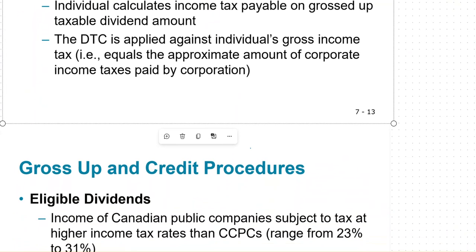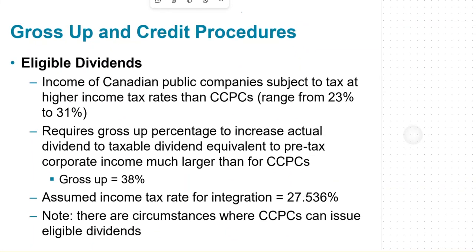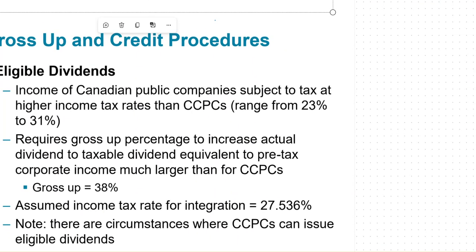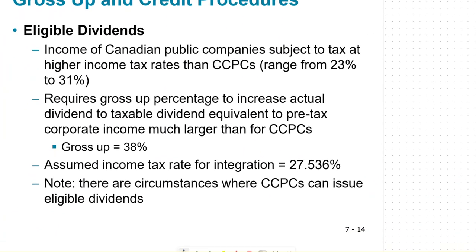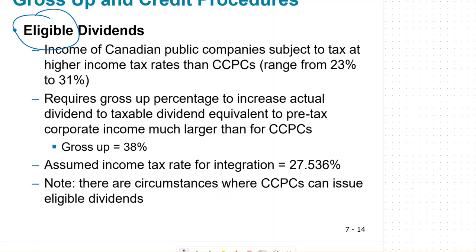So let's go further. When it's a public corporation, the dividends that you receive from a Canadian public corporation, we call them eligible dividends. If you get it from a private corporation, we call them non-eligible. If you receive a dividend from a Canadian public corporation, it is subject to higher income tax. The range is 23% to 31%.